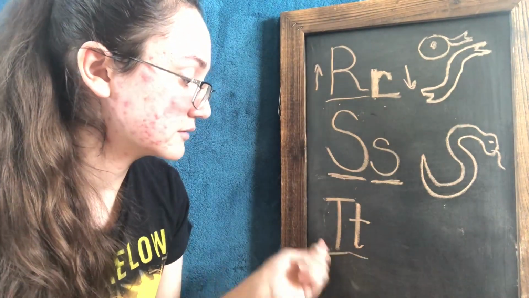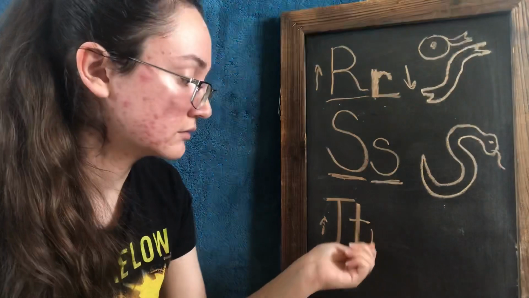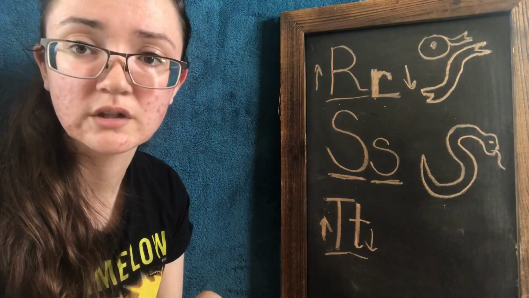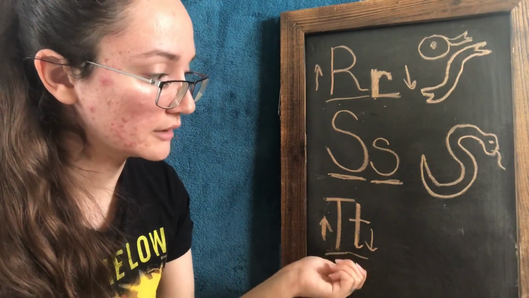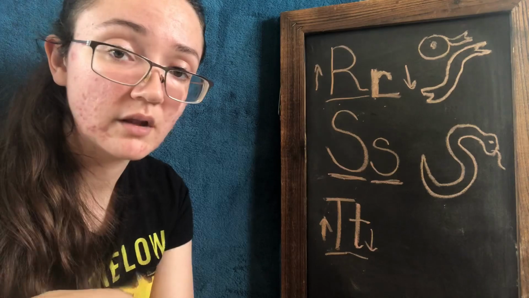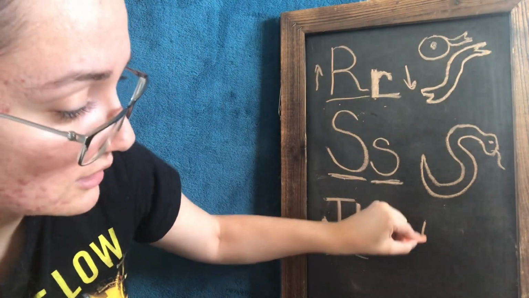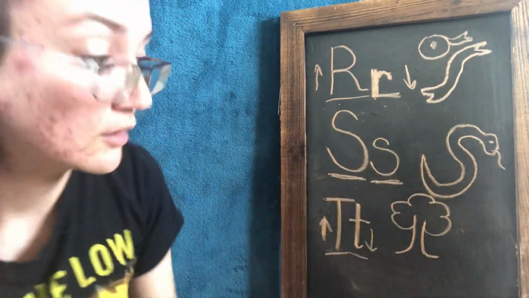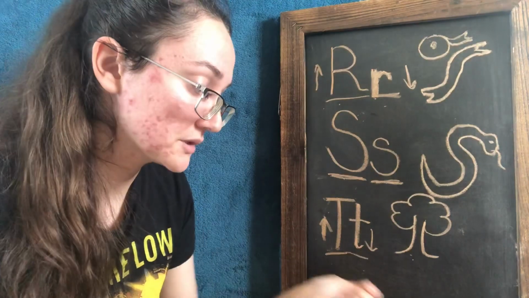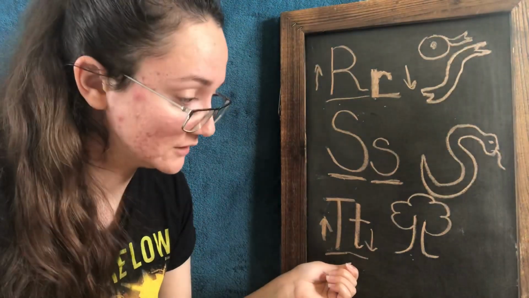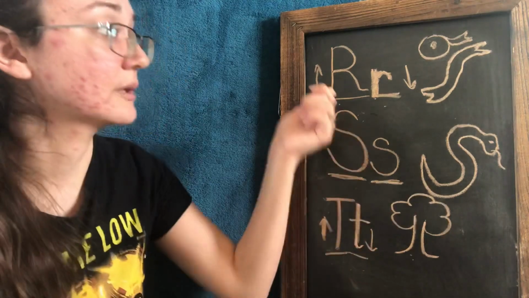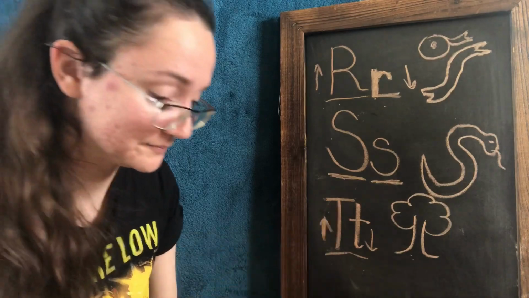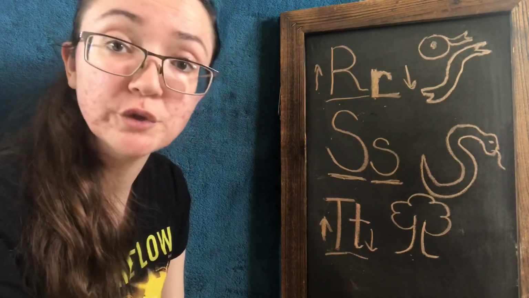Uppercase, lowercase. Up, down. Okay? Upper, lower. These arrows are struggling today. Uppercase T, lowercase t. Now, what does T start? The word tree. Tree starts with T, okay? Very simple. Yes. So we have R-S-T. Now we're on to letter U.